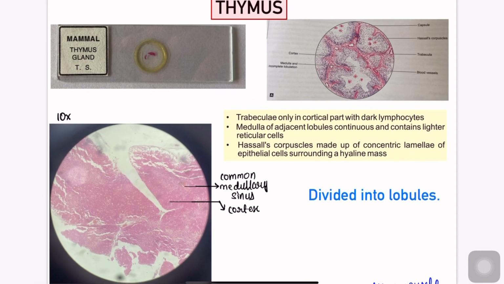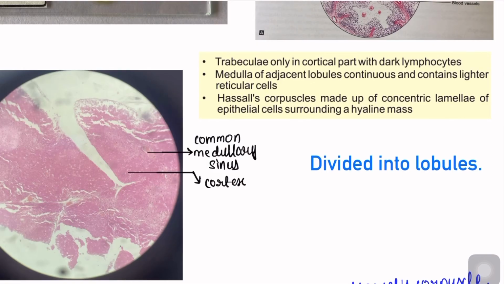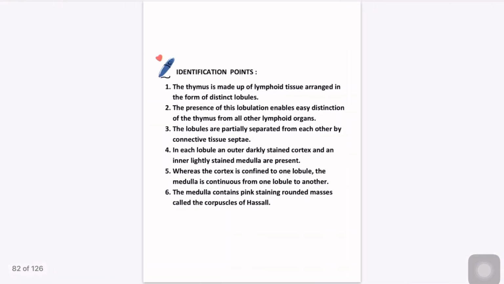So what exactly are Hassall's corpuscles? Hassall's corpuscles are made up of concentric lamellae of epithelial cells surrounding the hyaline mass. To sum this up, let's just look at the identifying points.